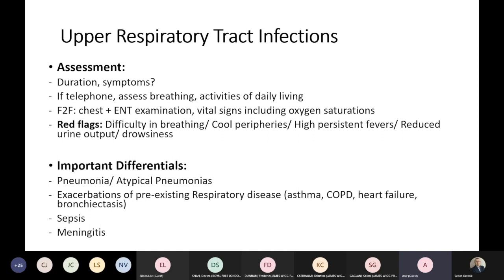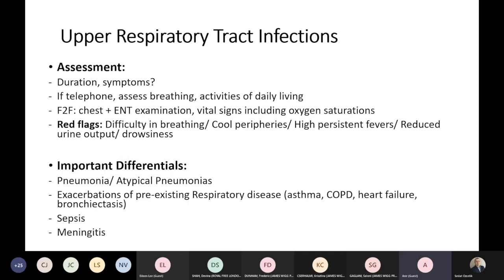And that's why I think with telephone consults, it's important to think about more subjective measures. So how different is it from the patient's baseline? Are they speaking full sentences? Is it impacting on their activities of daily living? How far can they walk? Are they able to walk up the stairs? These kind of measures can really help in your risk assessment.